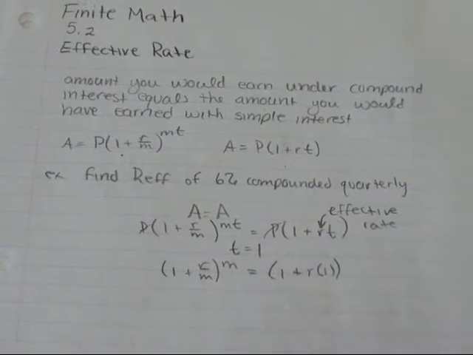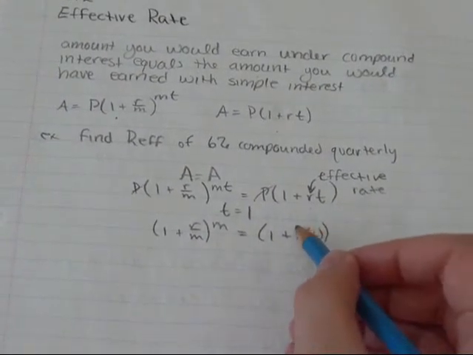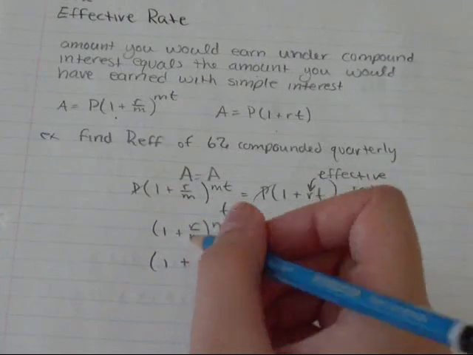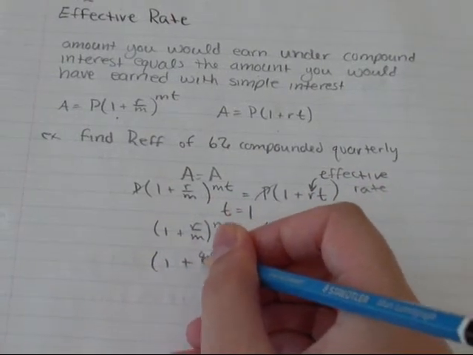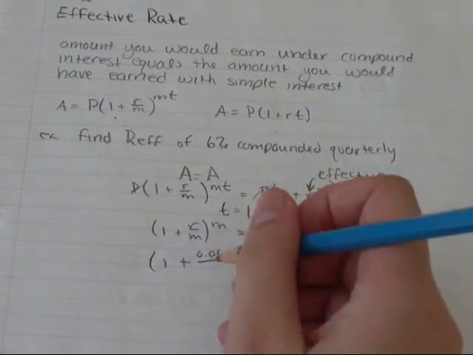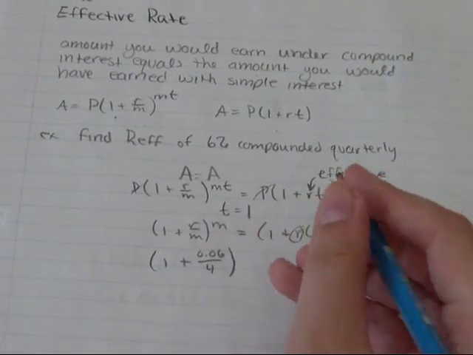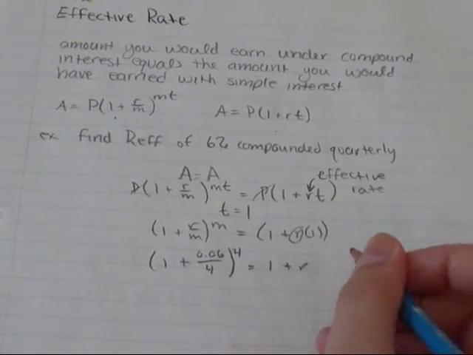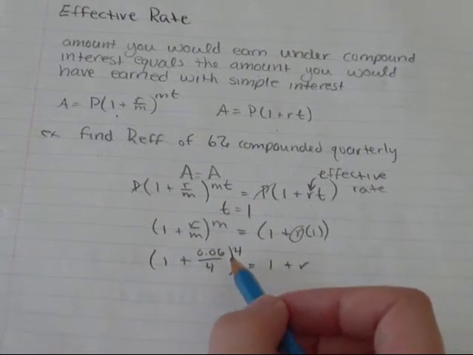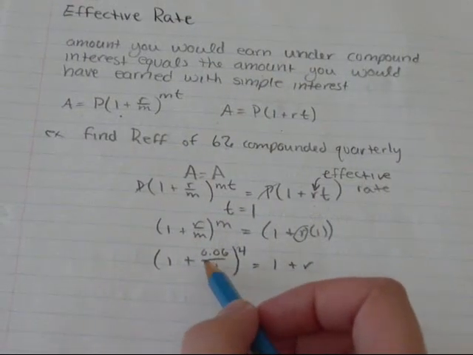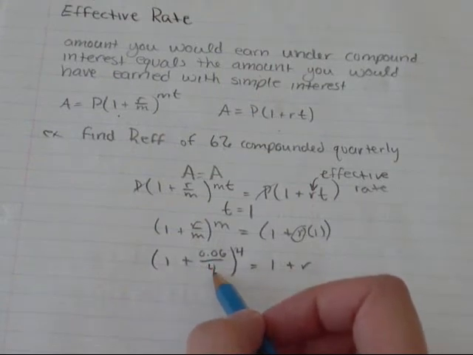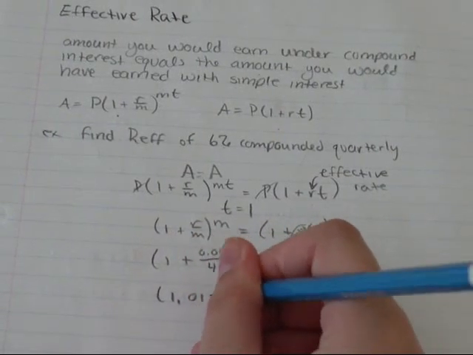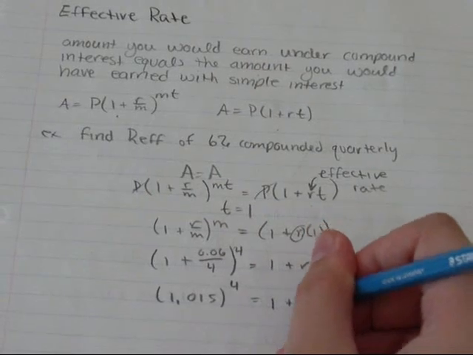So I'm going to fill in my variables, except this R, because remember that's what I'm solving for. So 1 plus, under compound interest, my rate was 6%, so that's 0.06 over compounded quarterly, or 4 times a year, so 4 compounding periods per year, to the power of M, which is 4, equals 1 plus R. So when I solve inside the brackets, this is 0.015 and this is 1. When I add those, I get 1.015 to the power of 4 equals 1 plus R.